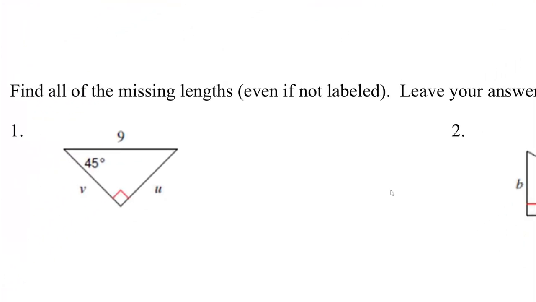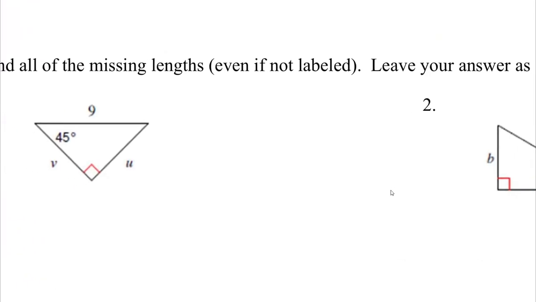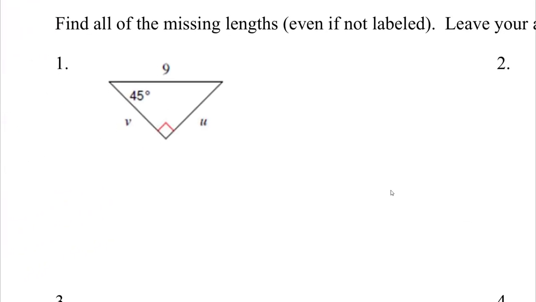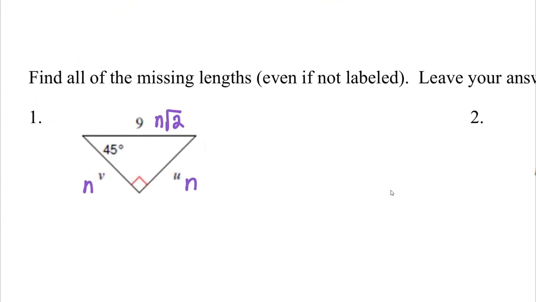So this says find all the missing lengths, even if not labeled. Leave your answers in simplified radicals. We're not really going to simplify the radicals. We're just going to leave our answers. So which type of triangle do I have here, the 45, 45, or 30, 60? It is right, but this is a 45, 45. Do we see that? My advice would be to label our sides. We know that this is n, we know that this is n, and we know that this is n square root 2 from that pattern that we just saw. Do we all understand that?